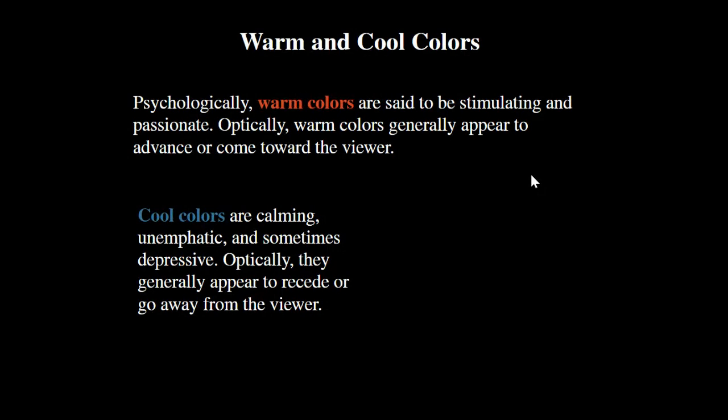Okay, they're sometimes depressing. Optically, they generally appear to recede or go away. So while the warm colors come at us, the cool colors are out in the distance, right? Right now is a really good example. If you go to the lake and you see all of the trees turning colors, it looks like most of the leaves are still on there, and you see the cool blue water, and then you see all of the trees in the fall, bright oranges and reds. Those colors really pop out, right? While the blues kind of go into the background.